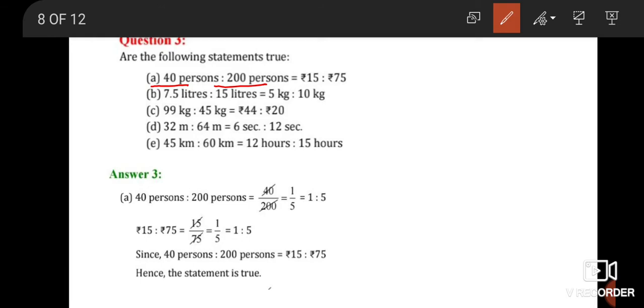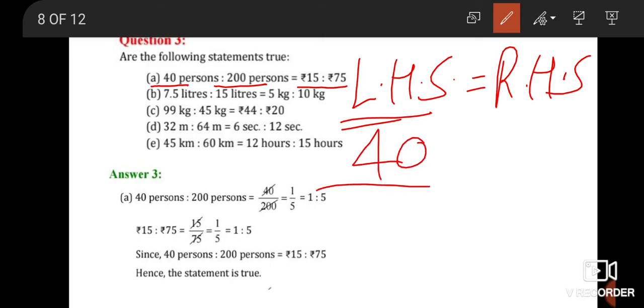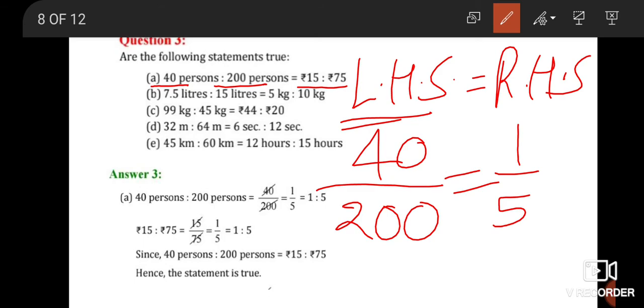40% ratio to 100% is equal to rupees 15 ratio rupees 75. So LHS and RHS, हम लोगों ने पढ़ा था, लेफ्ट हैंड साइड एंड राइट हैंड साइड. सो परसेंट 40% एंड 200% का रेशियो पहले हम लोग फाइंड आउट करेंगे. सो वी राइट 40 रेशियो 200 मीन्स 40 upon 200. इट गिव्स यू 4 1 जा 4, 4 5 जा 20. सो द रेशियो ऑफ दिस 1:5.